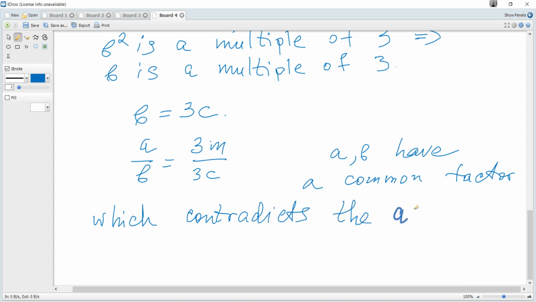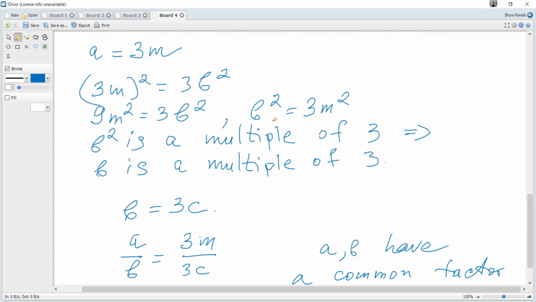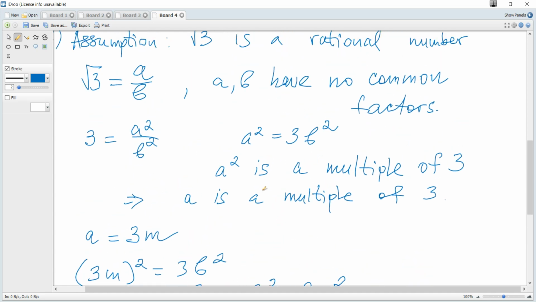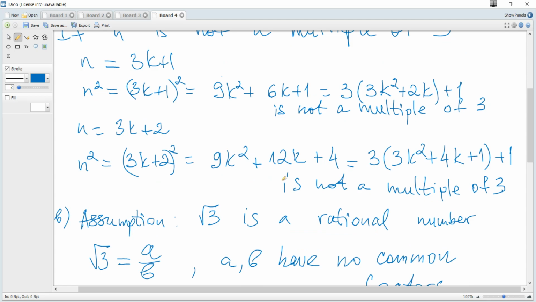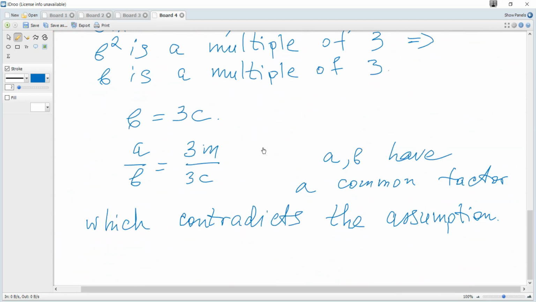the assumption that they have no common factors, and hence our assumption is not true. So the initial statement is true. It is proven by contradiction. So square root of 3 is an irrational number. And that's all for this question.